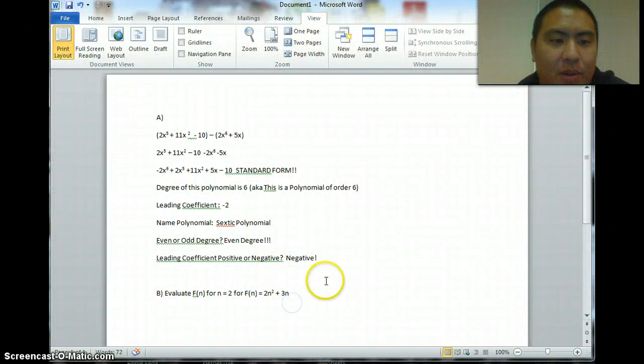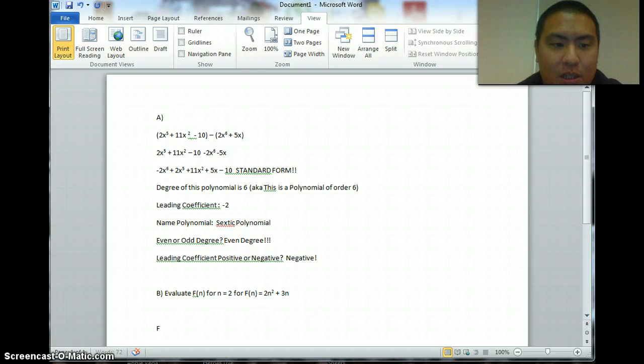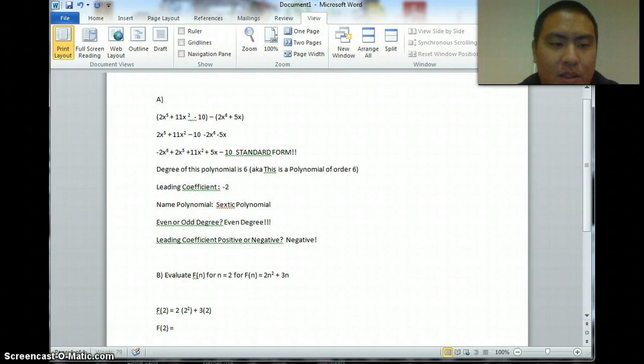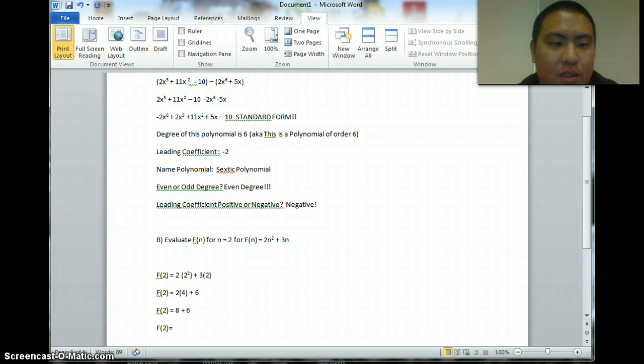Last thing, evaluate f of n for n equals 2, for f of n equals 2n squared plus 3n. All you have to do is plug in n equals 2. So f of 2, the function at 2, is equal to 2 times n, well n is 2, and we're going to square that, plus 3 times 2. That gives me f of 2 is equal to 2 times 4 plus 6. That gives me f of 2 equals 8 plus 6. f of 2 equals 14. Okay, so that's how I would do this one, right?